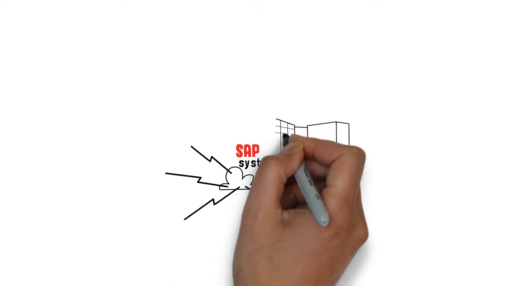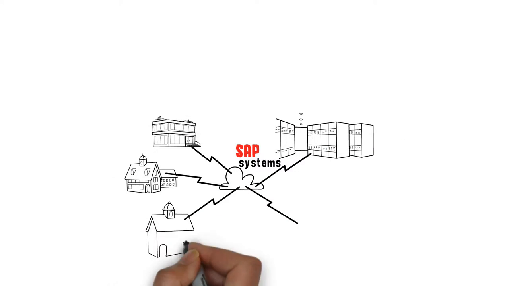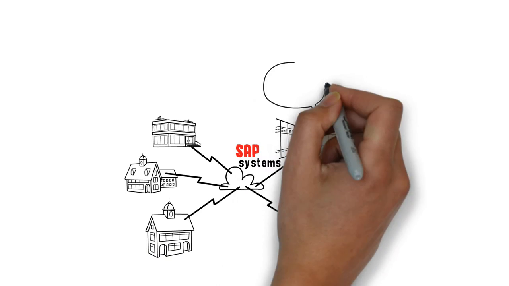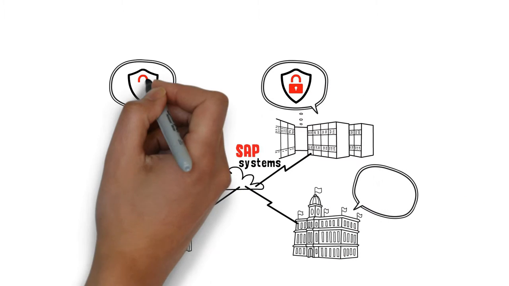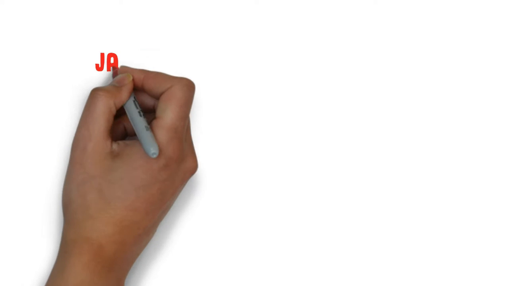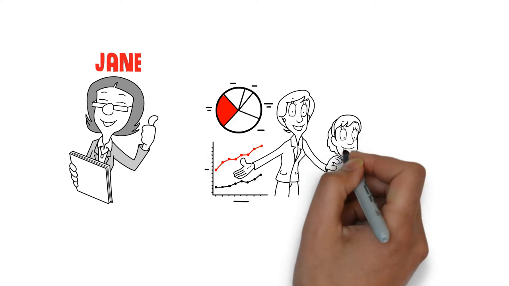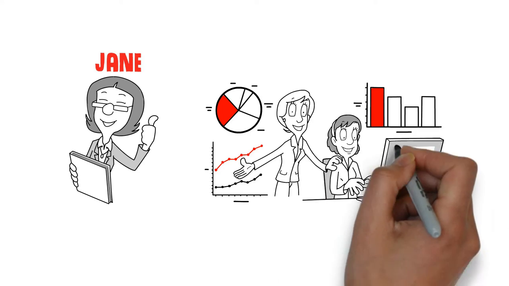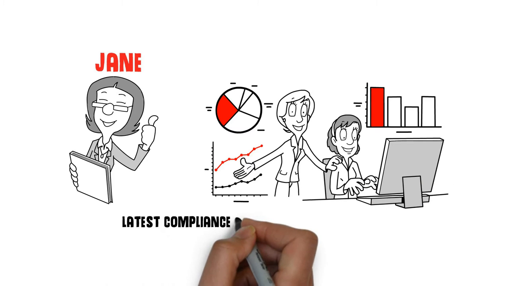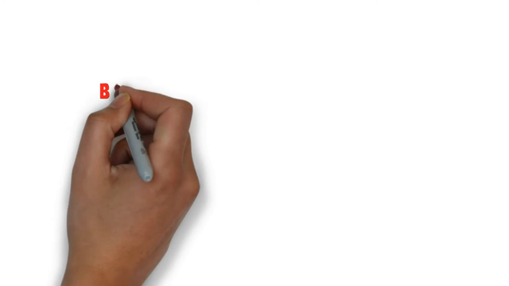SAP systems are the heart of the enterprise, with 97% of the top companies worldwide using it. But are they secure? Meet Jane. She's a good SAP user. She always works within her given parameters, keeping data safe and secure by keeping up with the latest compliance policies and training.